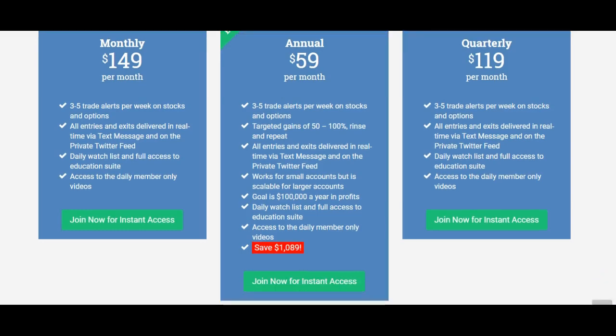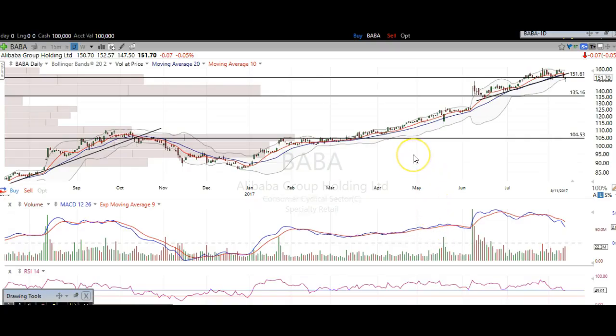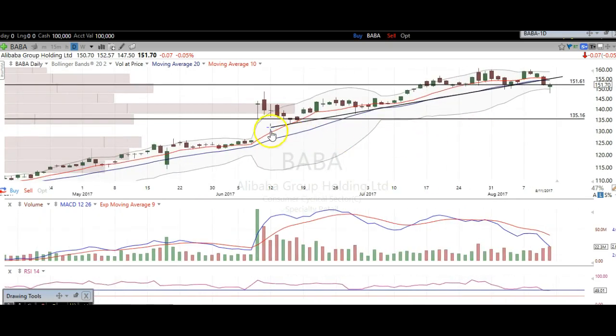All right, so let's get going on these charts here. First, we're going to cover Alibaba. And Alibaba here, as you can see, has a broken trend line right here. You can see it bouncing off of this trend line, bouncing off this trend line. Okay, finally we break that right here.